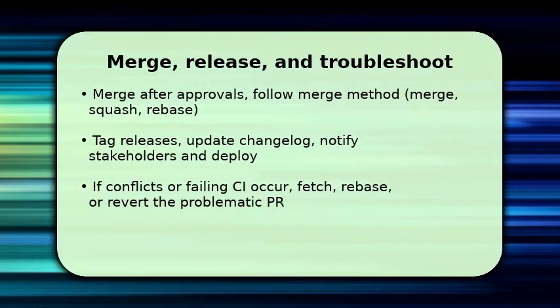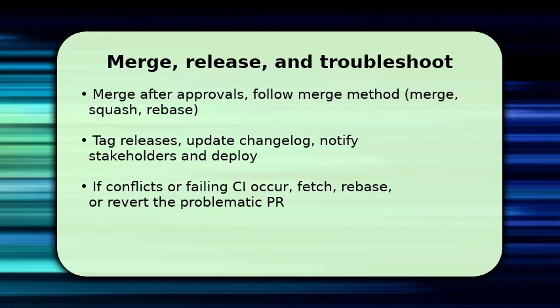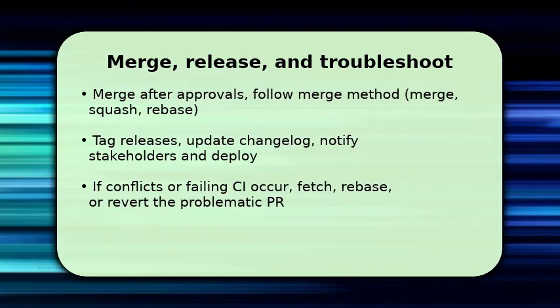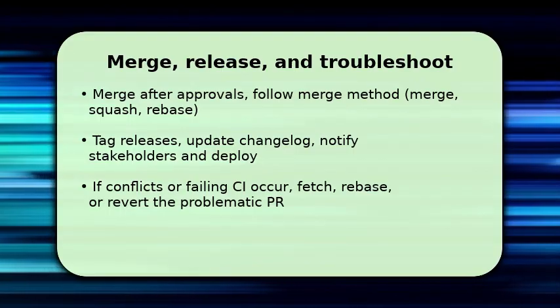Finally, merge completed work after approvals and passing checks, and choose the merge method your team prefers to maintain clear history. Tag releases and update the changelog so everyone knows what changed, then trigger deployment or handoff. If something breaks, act quickly. Fetch the latest, rebase your branch, or create a revert PR to roll back the bad merge.